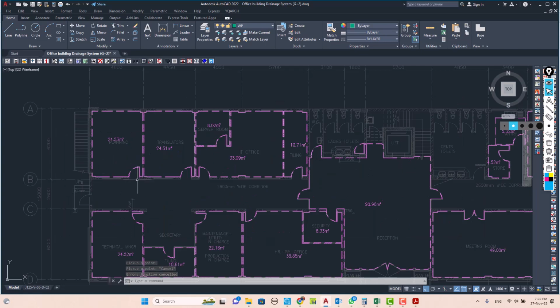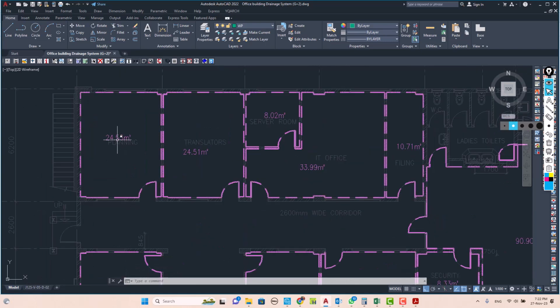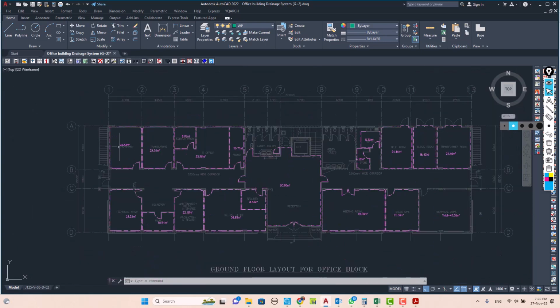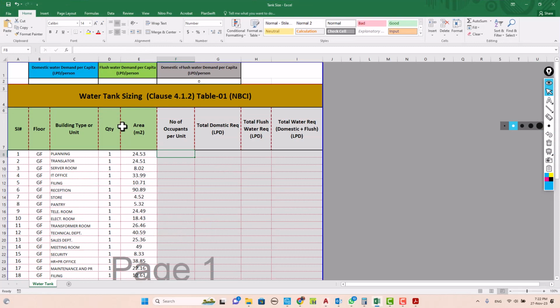Okay, because 10 square meter is 1 person, so we will divide this area with 10 and we can easily find out the population, right? So now we are going to put all this area in one Excel sheet. Here I make one Excel sheet. See here, water tank size enclosed 4.1.2.